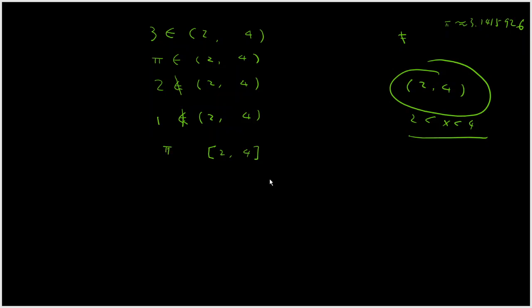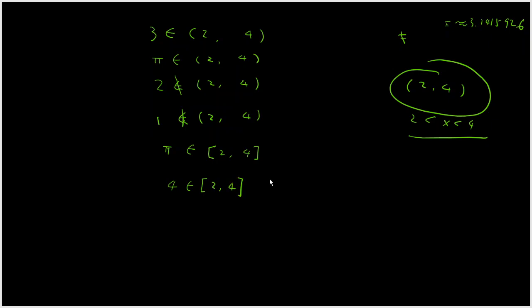Is pi in the closed interval from 2 to 4? Yes, right. Any number greater than or equal to 2 and less than or equal to 4 is in the interval. Okay, so this time, is 4 in the interval? Yes. Good. 4 is in the closed interval from 2 to 4.